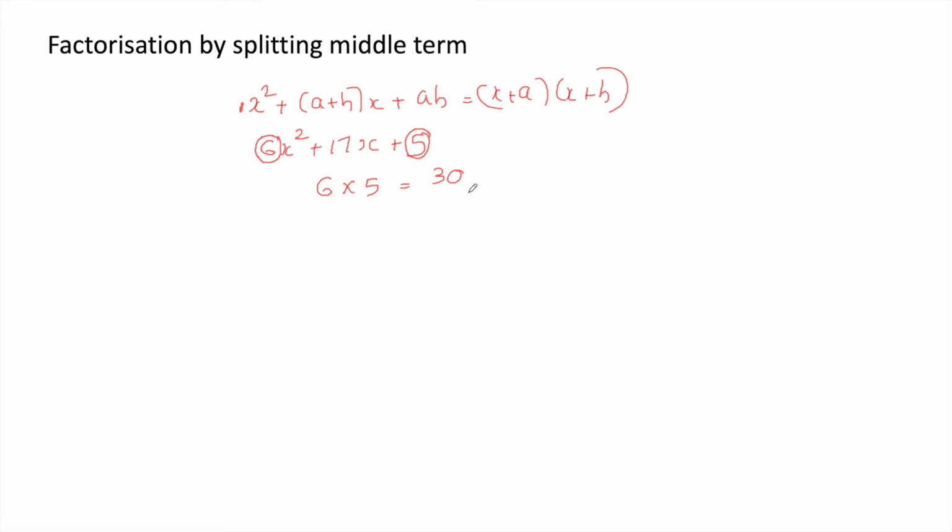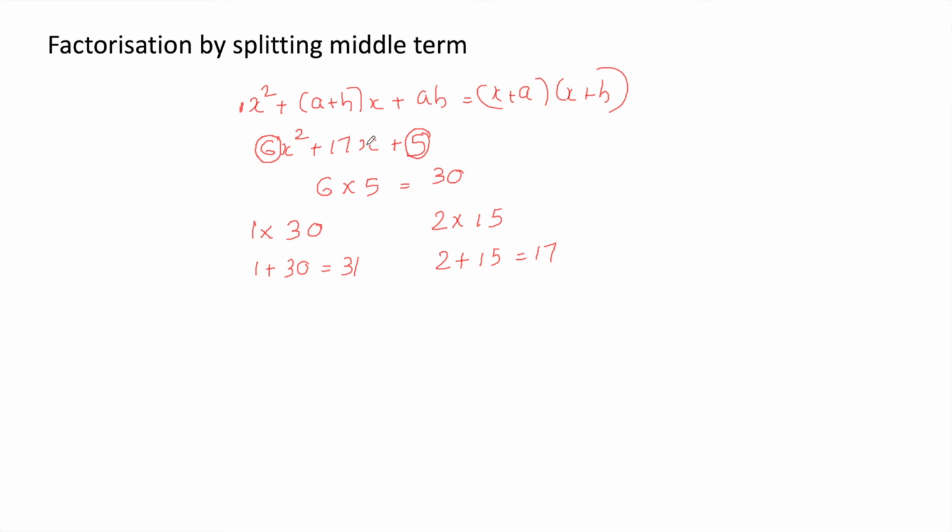Now consider the factors of 30. What are the factors of 30? Always start from 1. 1 into 30, and consider the sum of 1 and 30. 1 plus 30 is 31. It is not 17, so we cannot consider these factors. Next is 2 into 15. 2 plus 15 makes 17. So the sum of these factors gives the middle term.